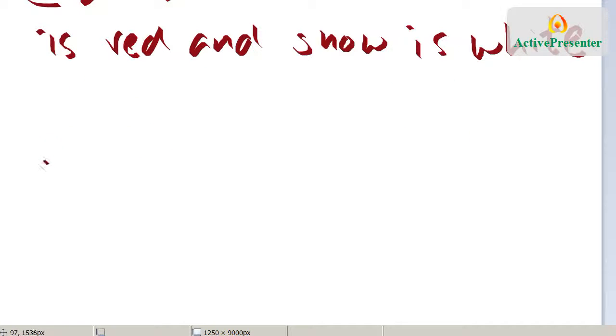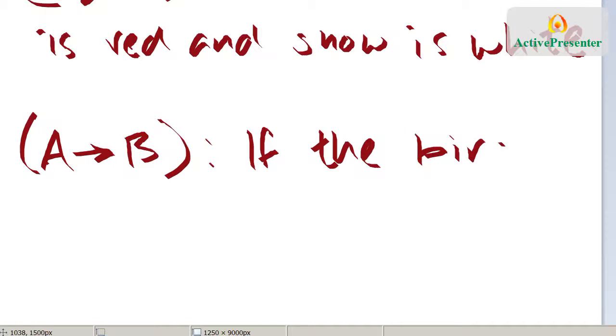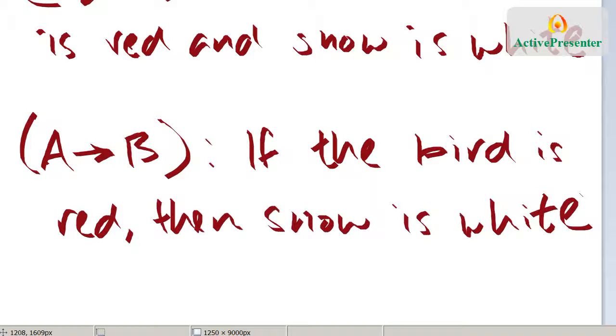Next we have A arrow B. And the arrow, as it says on page 4, stands for if then. That is a conditional statement. And so we could read this as a partial translation, if A, then B. And in English, if the bird is red, then snow is white.